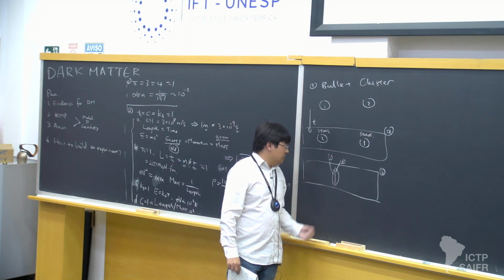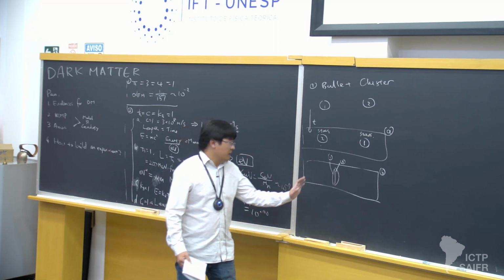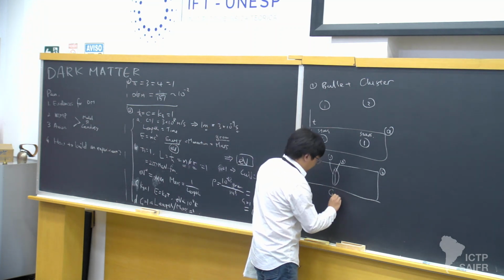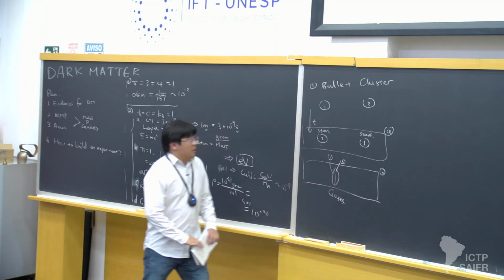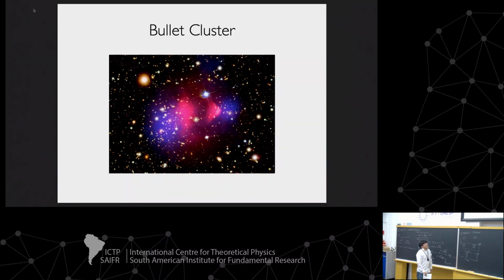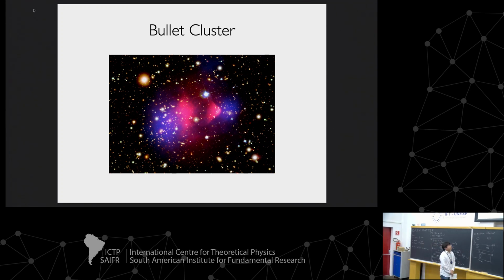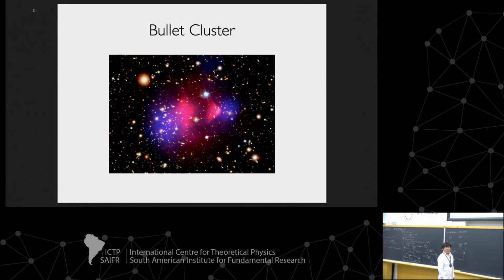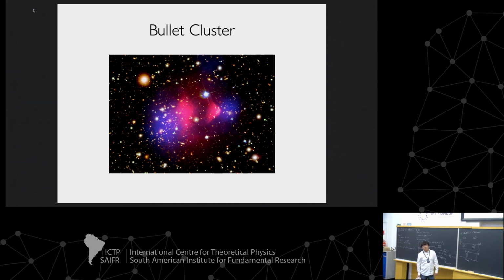So when two things which are charged get into each other, they get smashed into each other, and they end up in the middle. So these are where the gases are. In this picture, it is shown by the red color in the middle. There is a third component in this picture, which are these blue-colored regions, and that is a measurement of where the gravitational potential is.